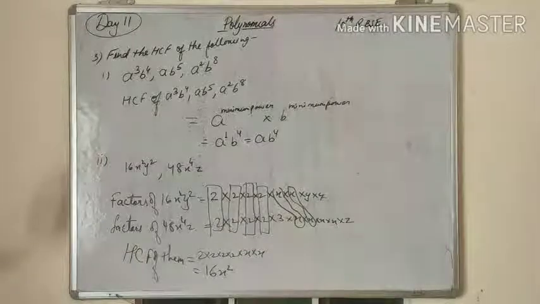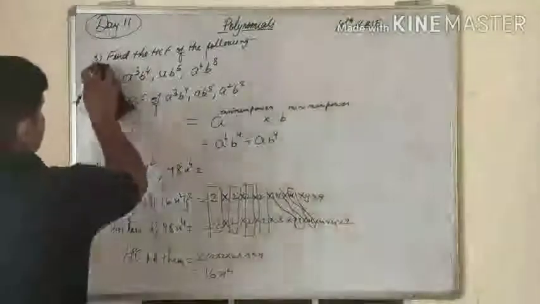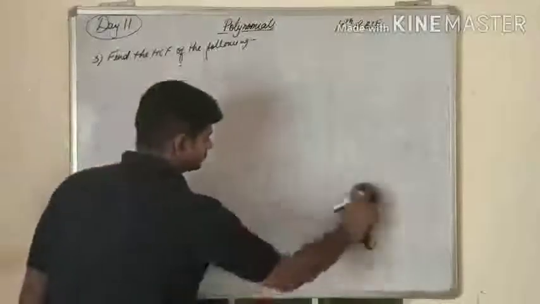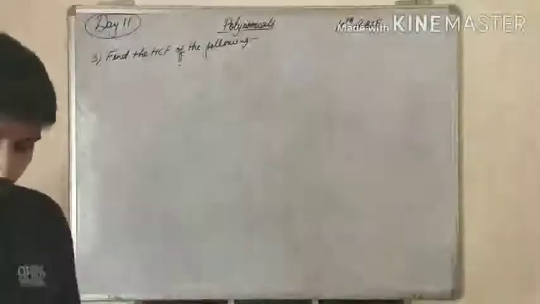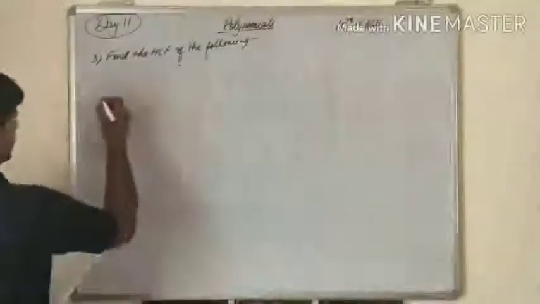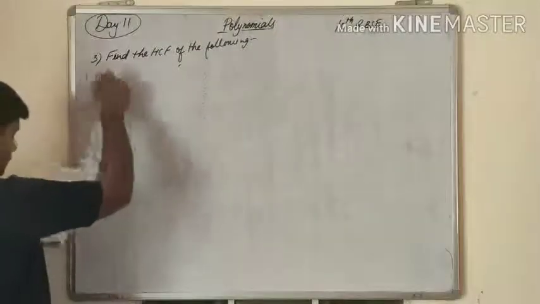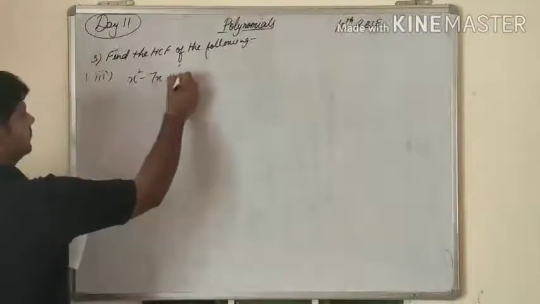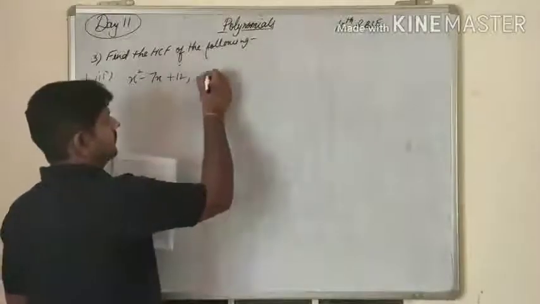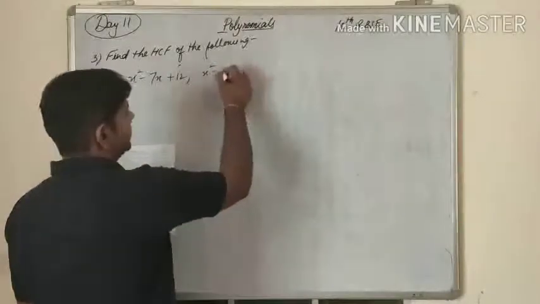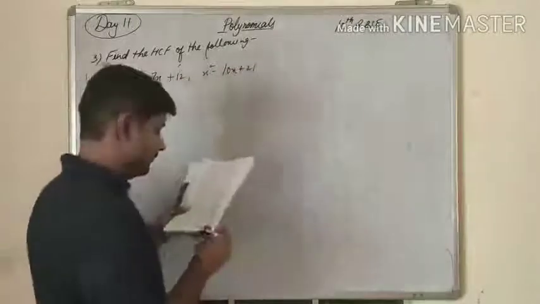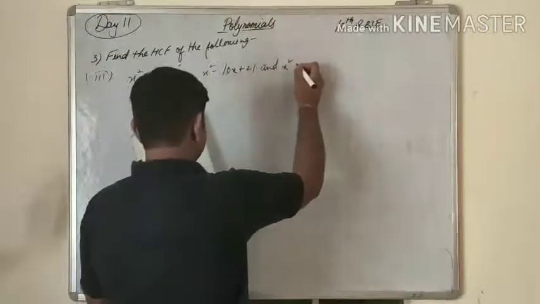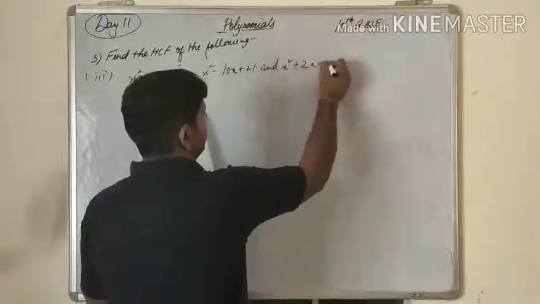So the next part I am taking; I am erasing these. It's the third part: x square minus 7x plus 12, x square minus 10x plus 21, and x square plus 2x minus 15.